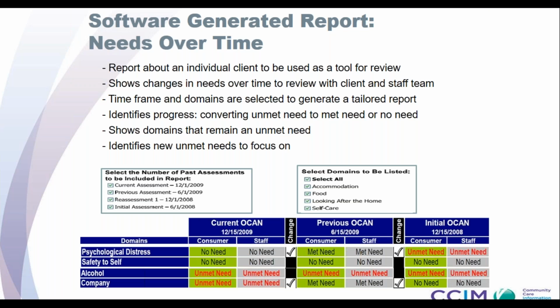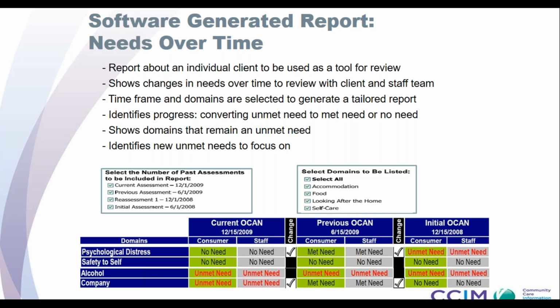So I'm going to show you one example of a software-generated report, and this is about a single individual client. It can be used to review with clients information about their progress, and also it can be used in supervision or in team meetings as well. And it shows change in needs over time. The OCAN standard is to complete an OCAN every 6 months. So this looks at a series of OCANs and what's changed over time.